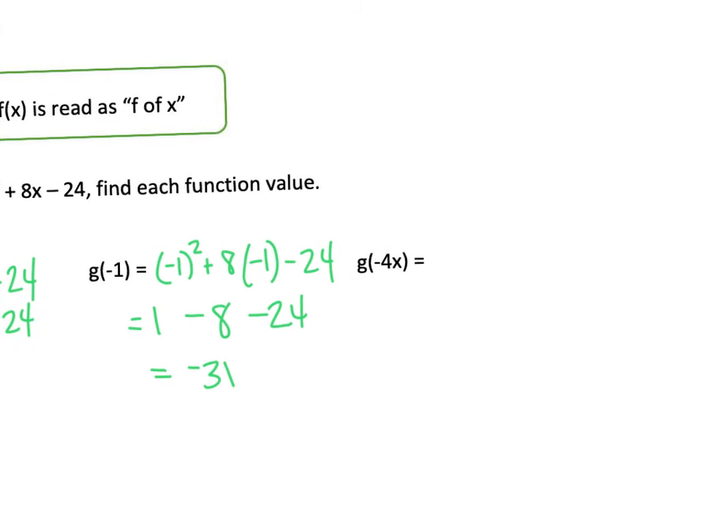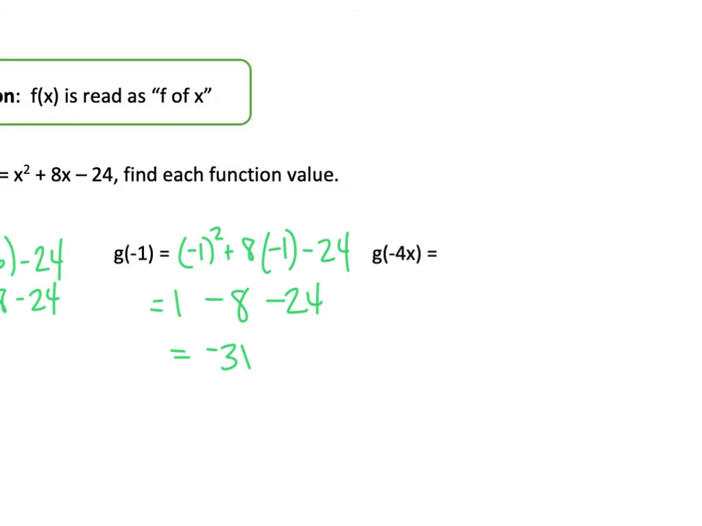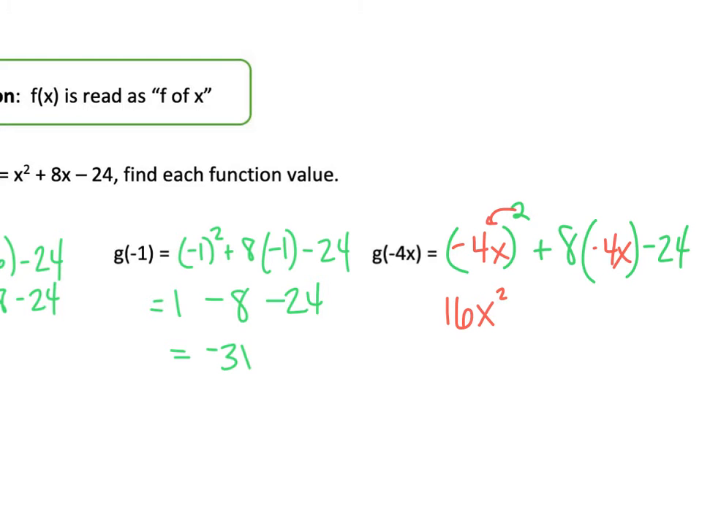And finally, you can also plug in more than just a number. So this is g of -4x. Everywhere there was an x, I'm going to be replacing it with -4x. When I square -4x, it's going to be positive 16x squared. You're distributing this outer exponent. 8 times negative 4x would be minus 32x. And I bring down the minus 24. I look for any like terms, and there are none, so g of negative 4x is equal to this quadratic expression.